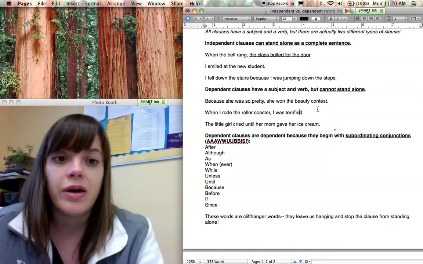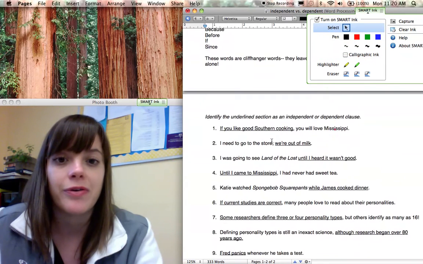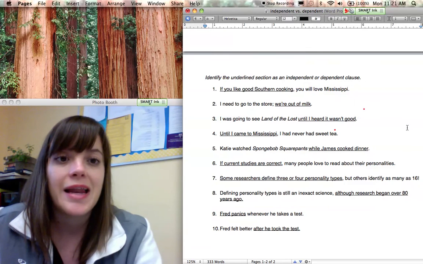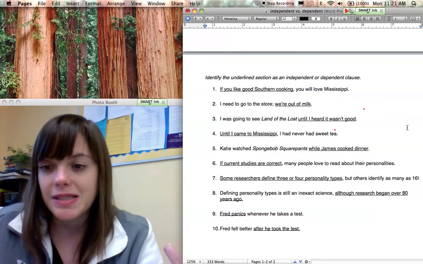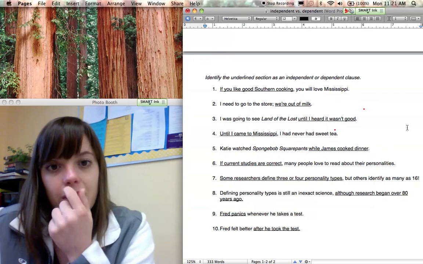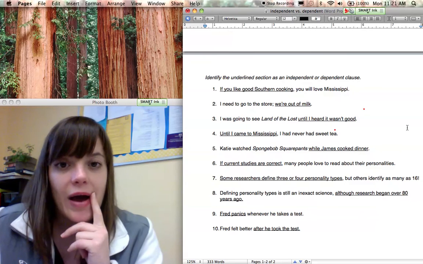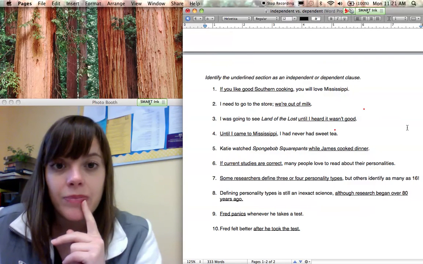So let's take a look at the back of our page. Go ahead and flip your paper over. All right, and we have an underlined section, and we're going to identify it as an independent or a dependent clause, and we'll do the first couple together. So let's look at number 1. If you like good Southern cooking, you will love Mississippi. So I just have this underlined section, if you like good Southern cooking.